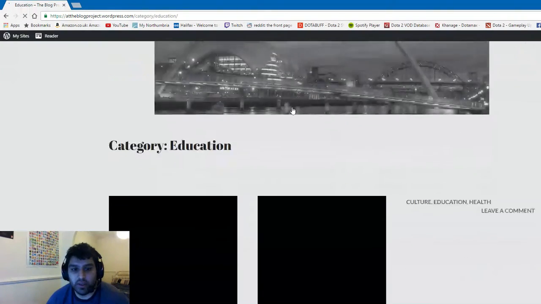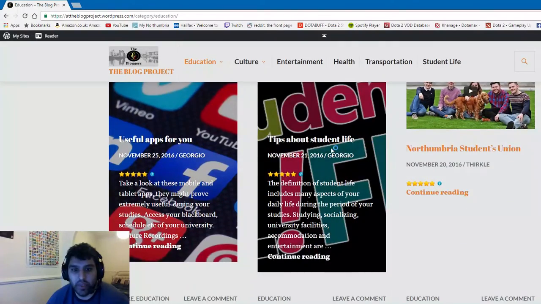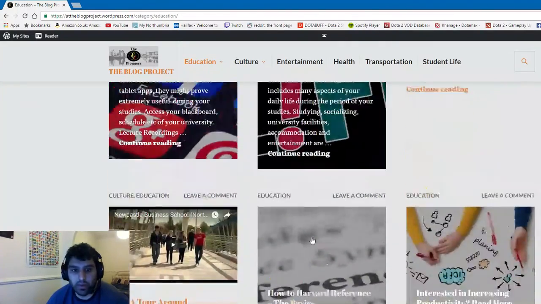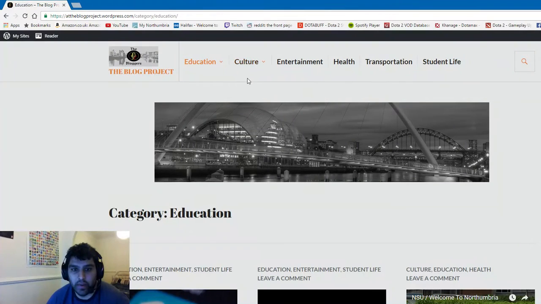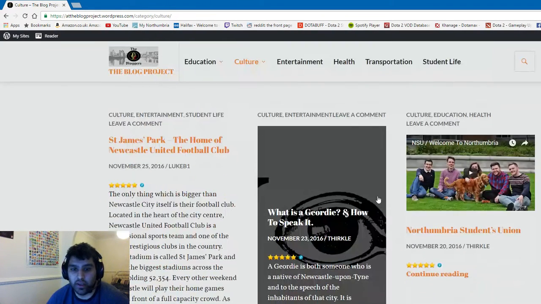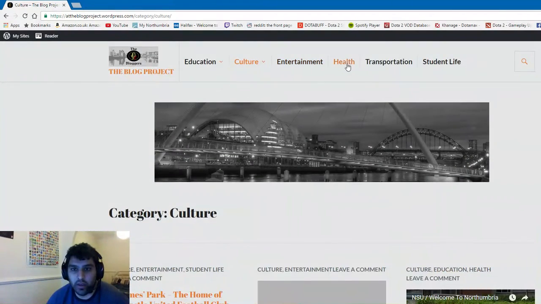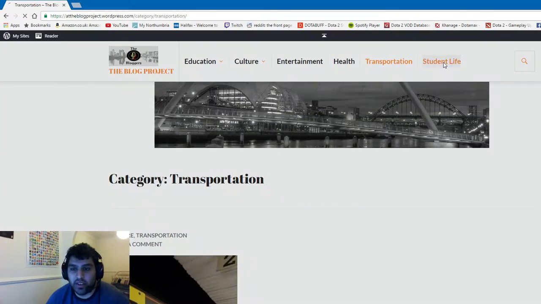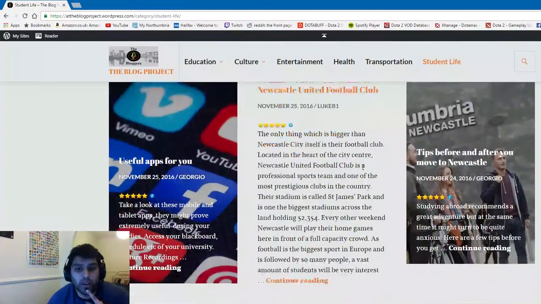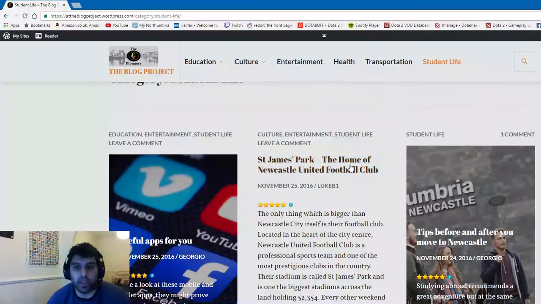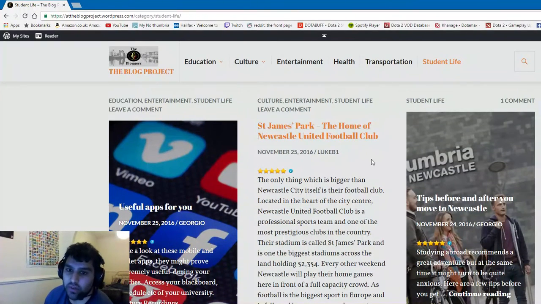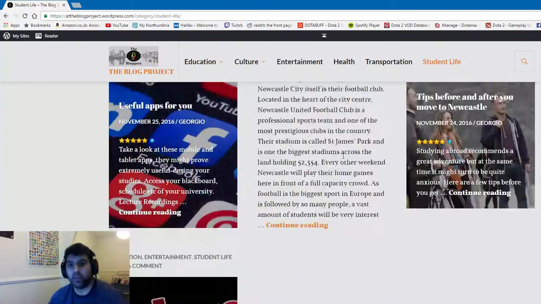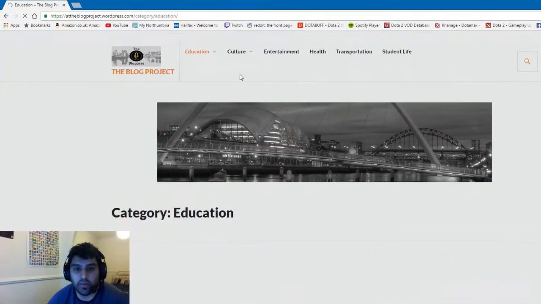So that's the blog. As you can see, we've got lots of different articles, some relative to Northumbria University, some of the things in Newcastle that you can do, also some transportation around Newcastle, and this is probably the one that's most unique, more suited for students, which is tips around Newcastle and such. So that's the blog, and as you can see, it looks really good.